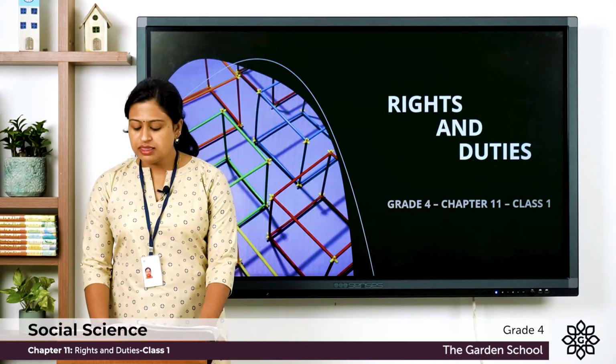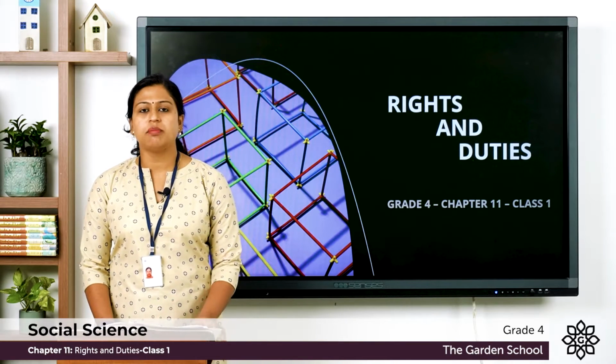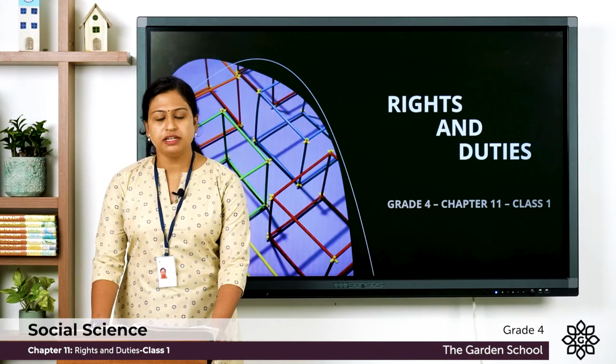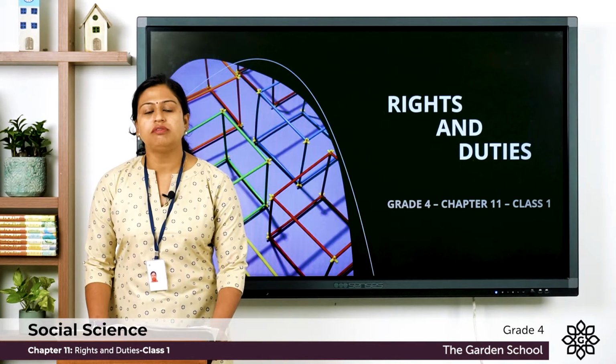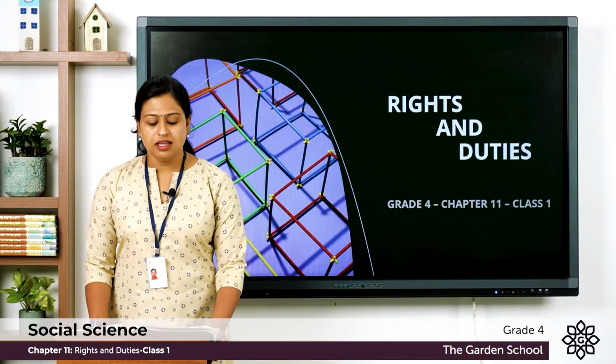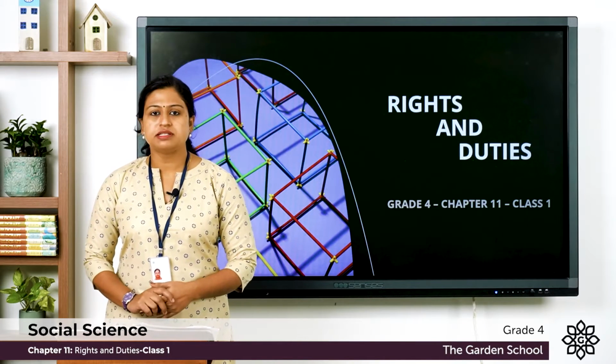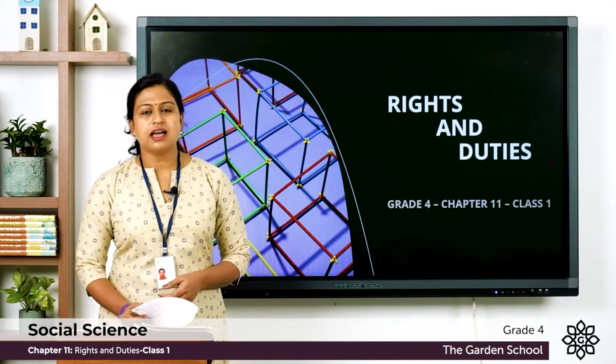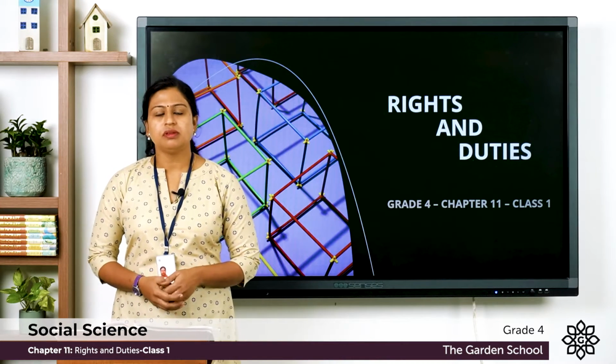So here in this chapter, we will be discussing about the Constitution of India. So here in page number 94, you can see a small flow chart. The heading is the Constitution of India and the subtopics are fundamental rights, fundamental duties and directive principle of state policy. Now let's start our chapter.